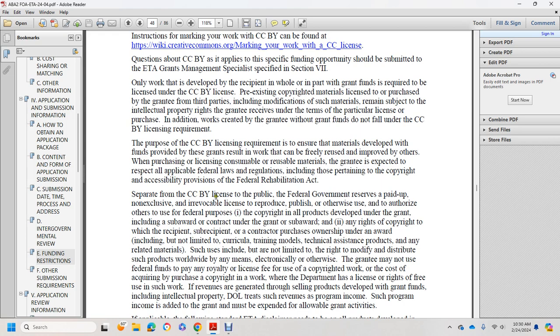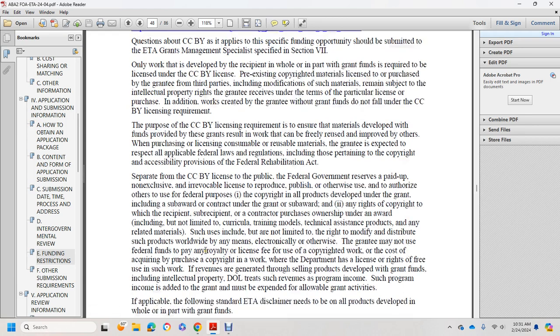Separate from the Creative Commons Attribution license to the public, the federal government reserves a paid-up, non-exclusive, and irrevocable license to reproduce, publish, or otherwise use the work, and to authorize others to do so, for federal purposes. This applies to all products developed under the grant, including sub-awards and contracts, including but not limited to curricula, training models, technical assistance products, and any related materials. Such rights include the right to modify and distribute such products worldwide by any means, including electronically.